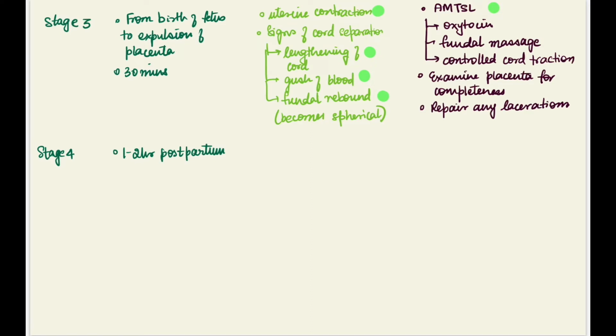In stage 3, the management that you do is called active management of third stage of labor, and this is to prevent postpartum hemorrhage. It has three main important points. One is giving oxytocin. Oxytocin causes uterine myometrial contractions. These contractions can actually clamp the vessels in the myometrium and prevent excess bleeding. Then fundal massage and controlled cord traction. So these are three components of AMTSL, very important to prevent PPH.